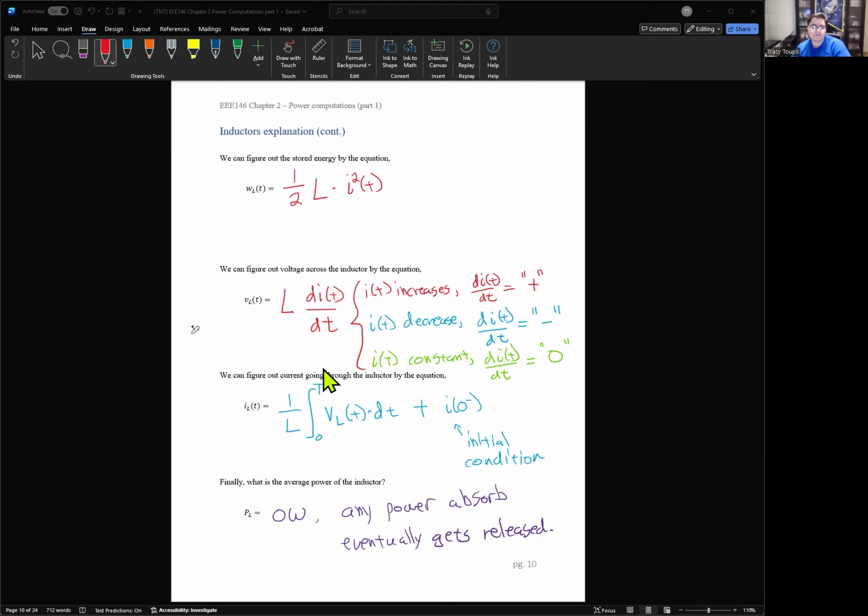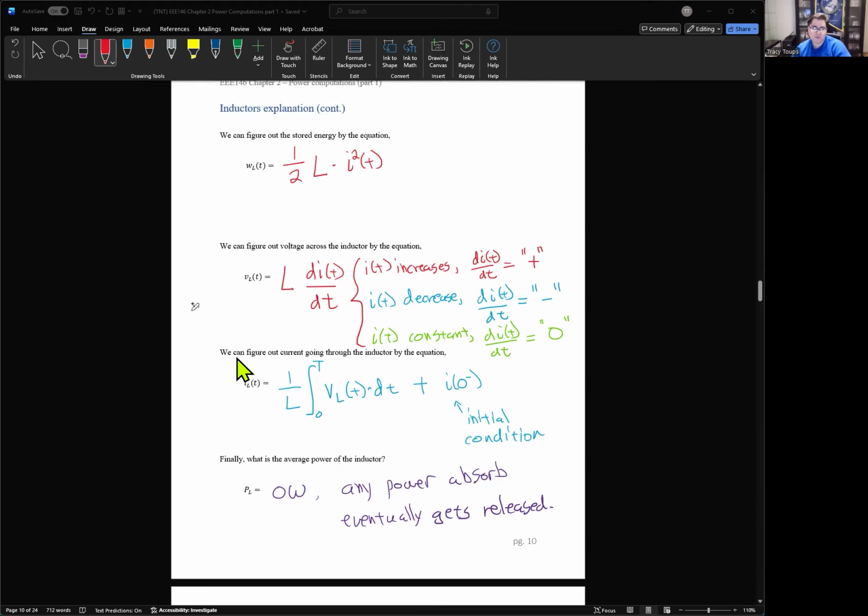Okay. Opposite to this, we can figure out how much current is flowing through an inductor given the voltage we put across an inductor. So it's kind of opposite of the first. Right here, i is equal to 1 over L, integral from 0 to t of the voltage we put across an inductor, plus any initial current that happened before we started. So let's break it down.